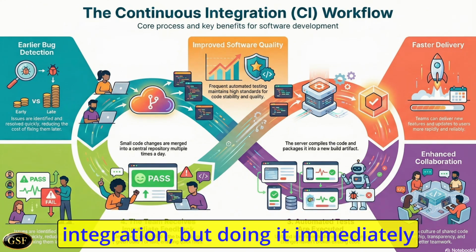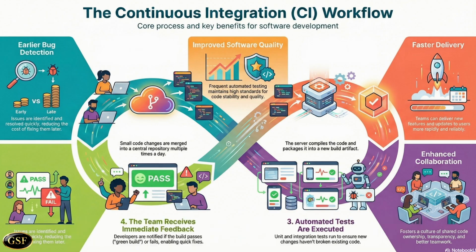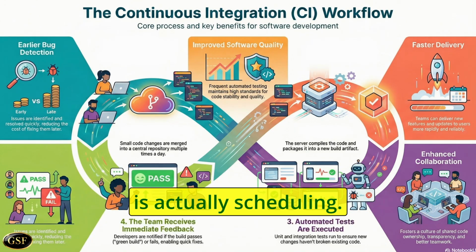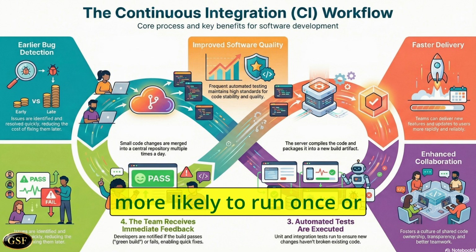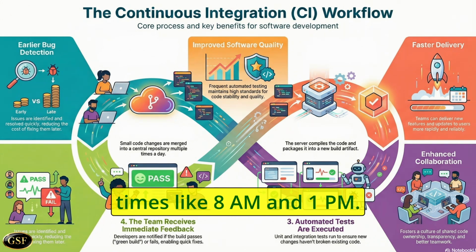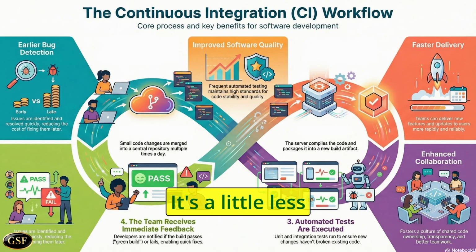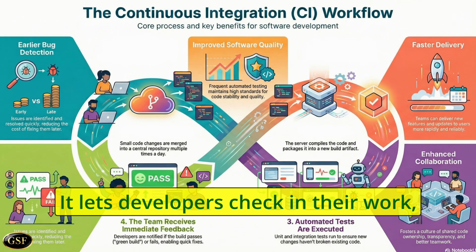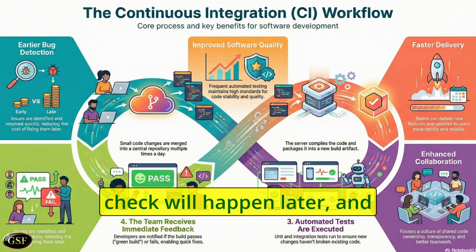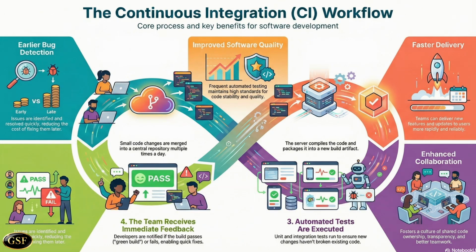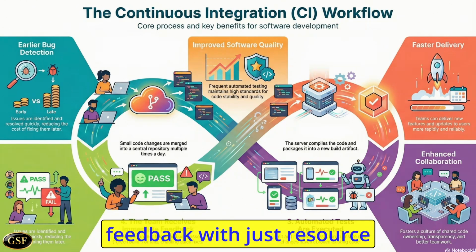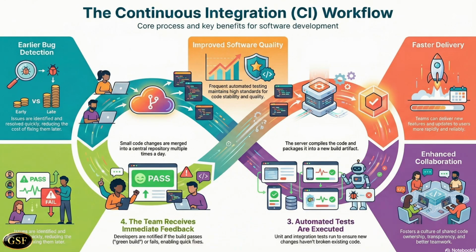So the goal is integration, but doing it immediately causes chaos. What's the common solution? The common solution is actually scheduling. So CI processes are more likely to run once or twice a day at fixed times like 8 a.m. and 1 p.m. It's a little less continuous, but it's far more practical. It lets developers check in their work, knowing a big sanity check will happen later, and they can review the clean results. It's a balance. Right. It balances that immediate feedback with resource management.